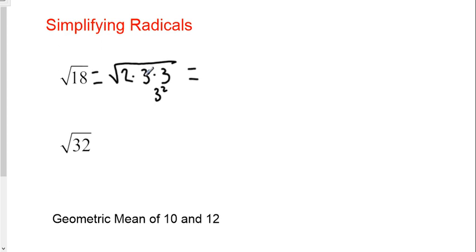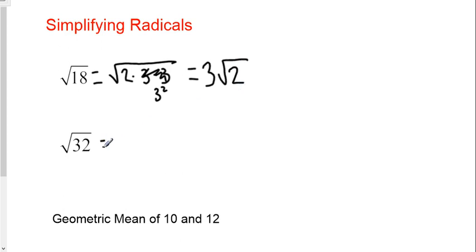All you're going to do is, if you have two of the same thing, you're going to scratch them out, and one's going to come outside the radical. So this is going to become 3 square root of whatever's left over inside, which is your answer inside. So this number is 3 root 2.